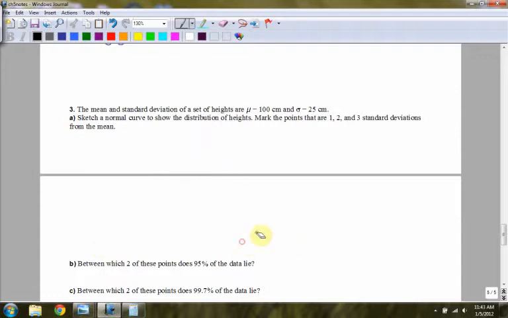So there's my graph line along the bottom. We use red, it goes up and then down, and that should actually be straight. Okay, so there's my graph. It's got a mean of 100, standard deviation of 25, and it wants me to mark off 1, 2, and 3.